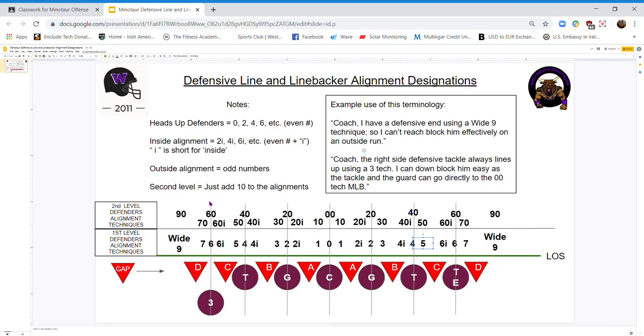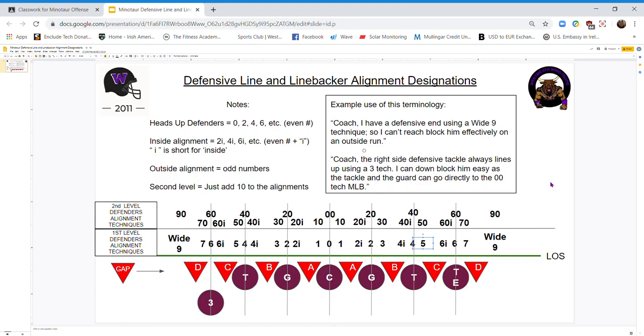Then when you go to the second level, which we'll probably use less of, but the terminology is there for us to use, it's basically the linebackers or safeties or really anyone playing at the second level. All you have to do is add 10. So if you've got a linebacker playing heads up on the tackle, it's a 40. He's in a 40 position. Again, if he's on the inside shade, 40I, and if he's on your outside, 50. The same logic applies across the board here. So there you have it.